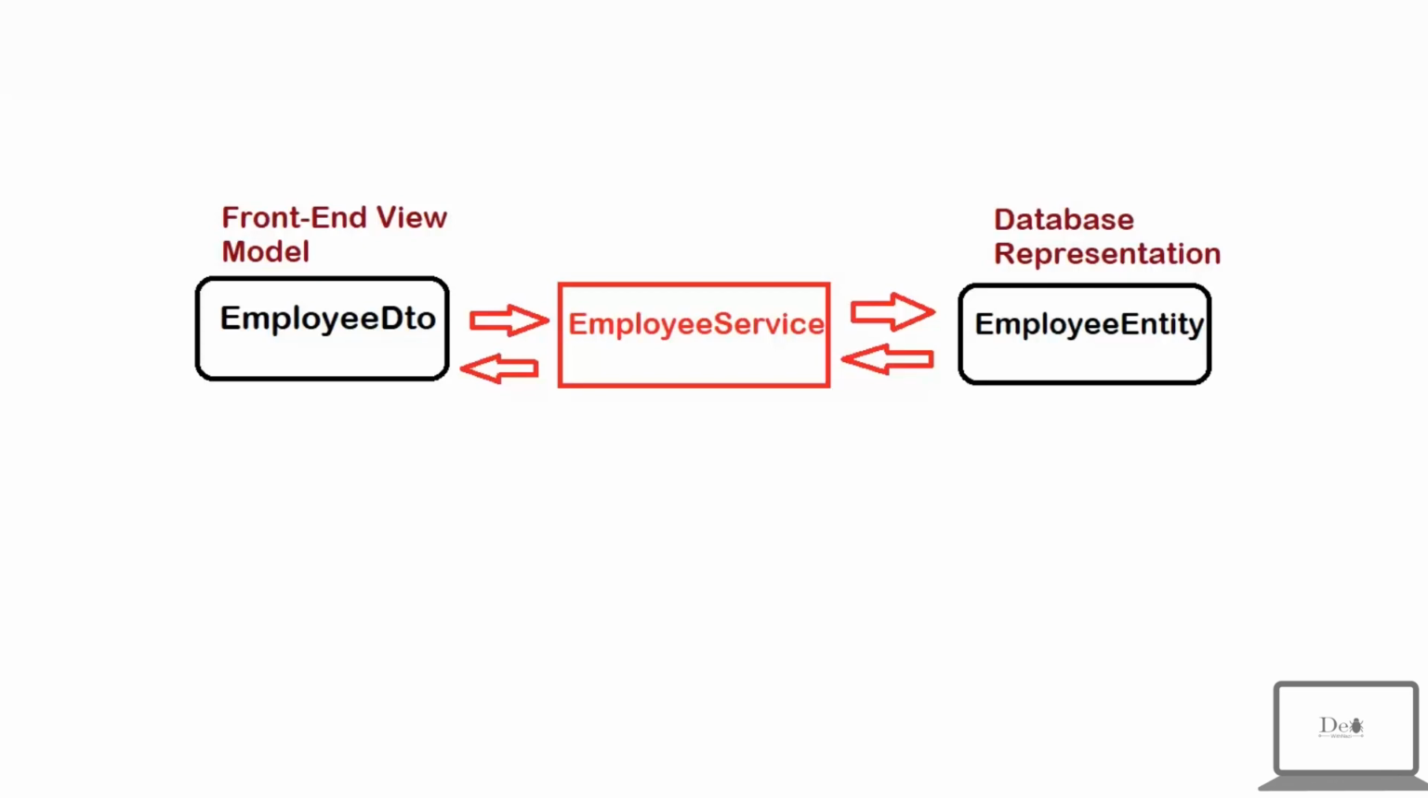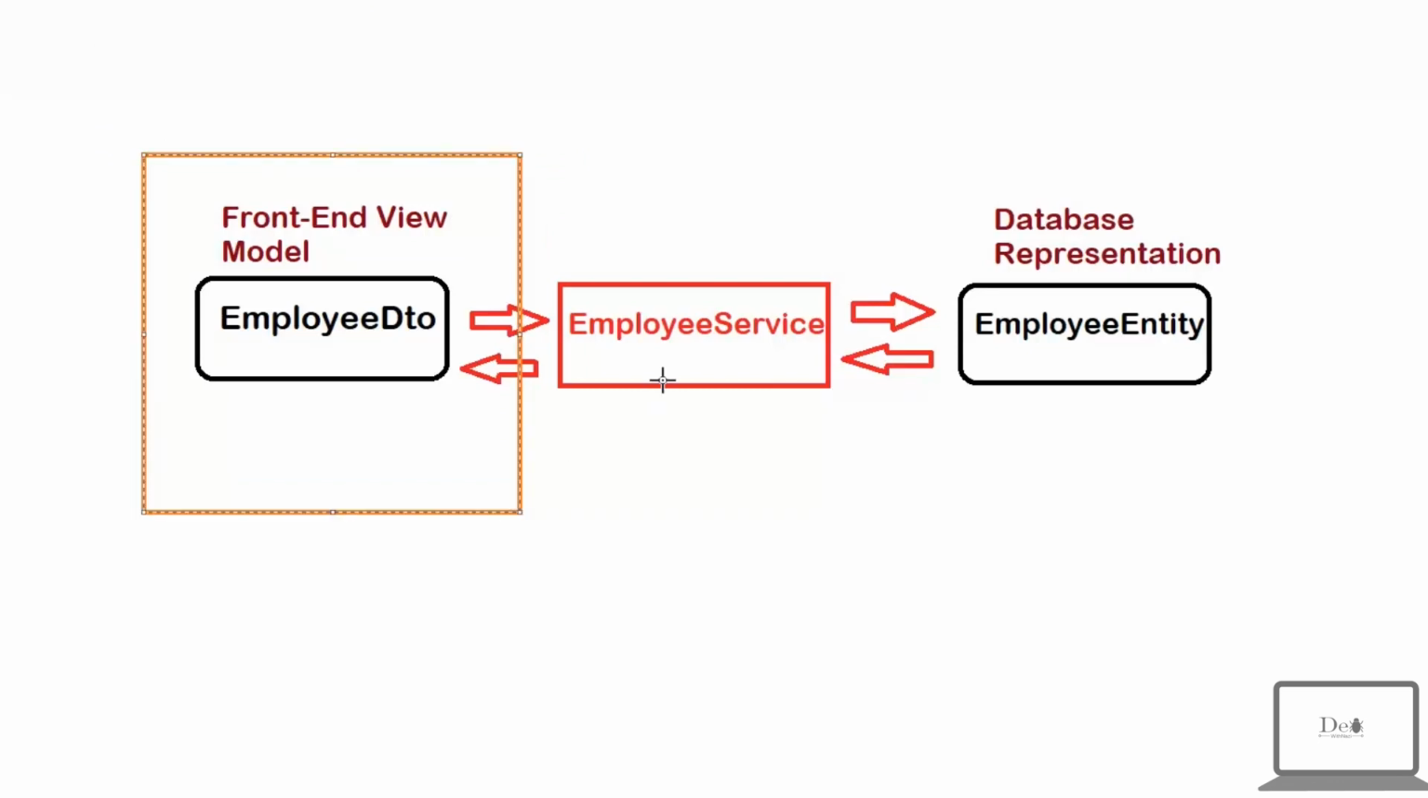If we want to represent data on the front end, then this employee service will convert employee entities to employee DTO and display it on the front end. But if we want to save data in the database, then this employee service will convert this employee DTO to employee entity and save it in the database. So this employee service behaves as the adapter between both these entities and the DTO.